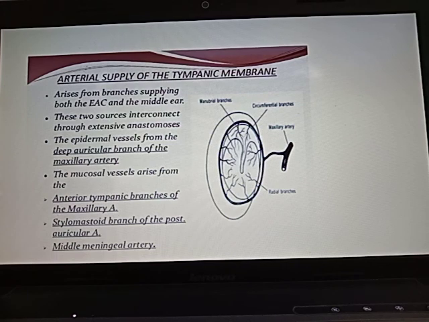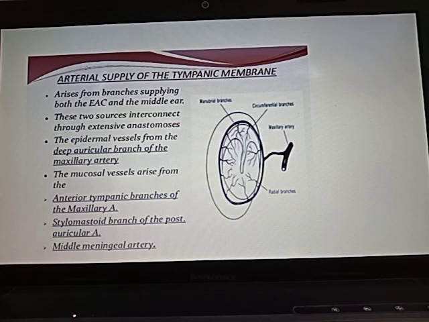At first come to the outer surface. The outer surface is supplied by the deep auricular branch of the maxillary artery. You all know the medial part of the external ear is supplied by the deep auricular branch of the maxillary artery. Similarly, the outer surface of the tympanic membrane is also supplied by the deep auricular branch of the maxillary artery.